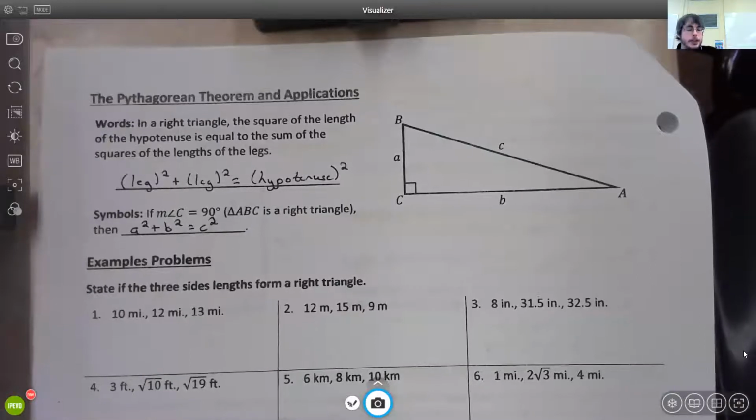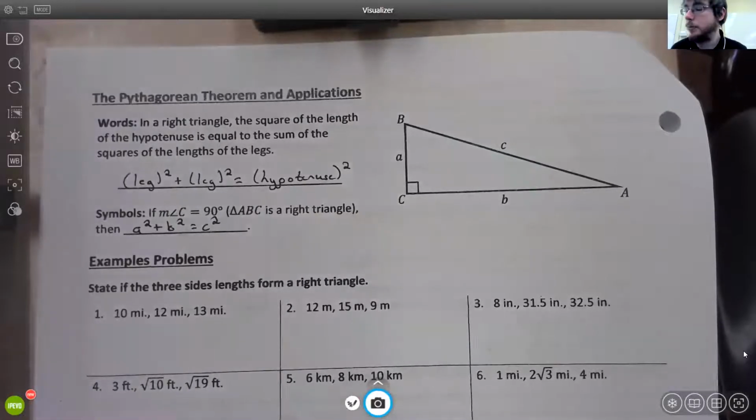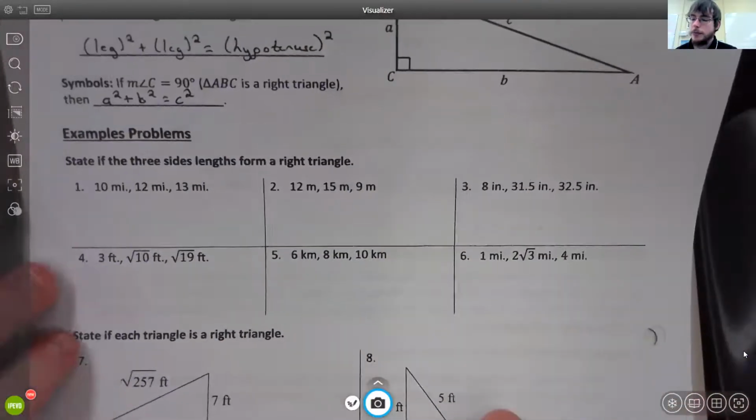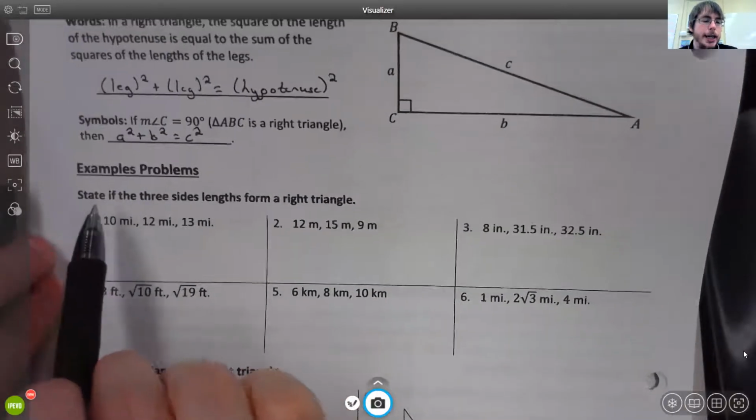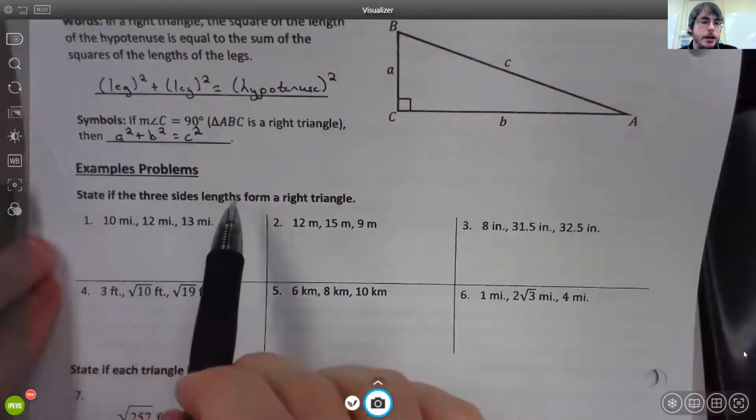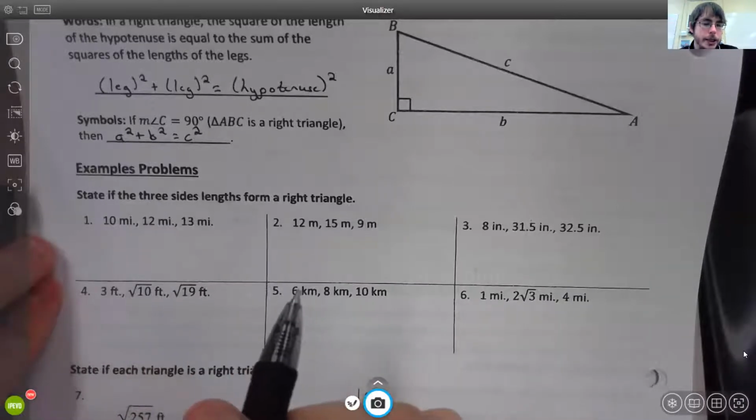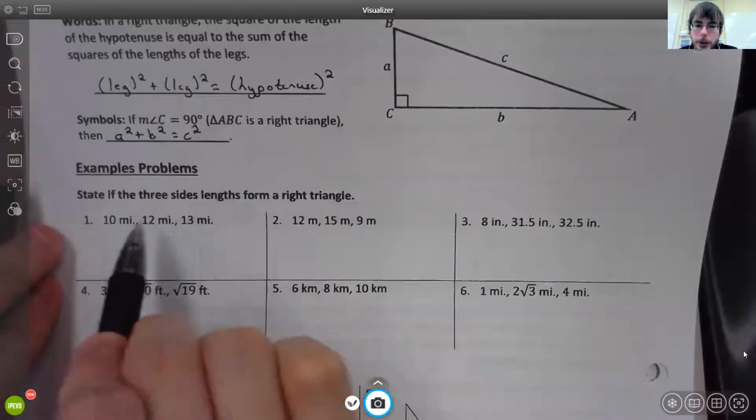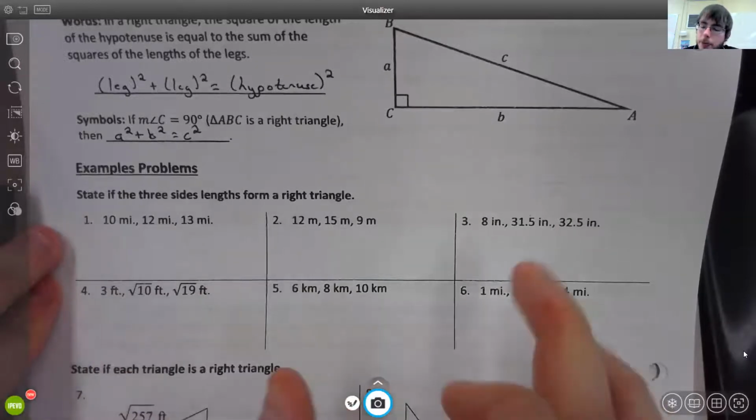Okay. So we're going to do some example problems. We're going to do 1, 2, and 6 on this page, and then we'll do some more on the other side. For 1 through 6, it says state if the three side lengths form a right triangle. So let's look at number 1. Again, we're going to do numbers 1, 2, and 6 together. Okay, so make sure you pay attention.